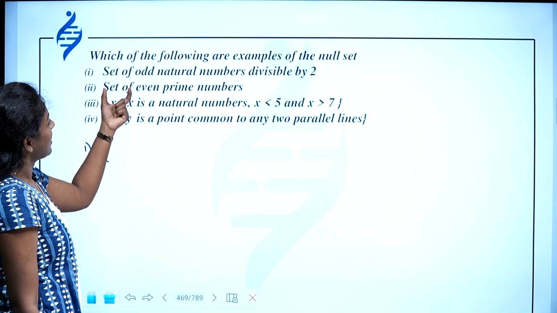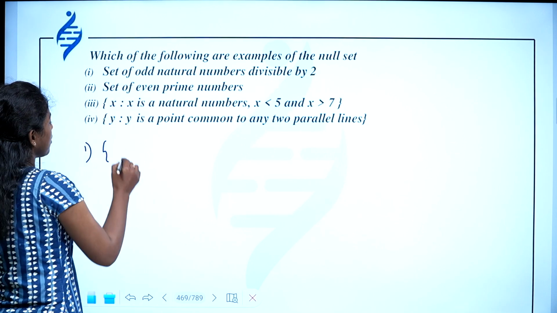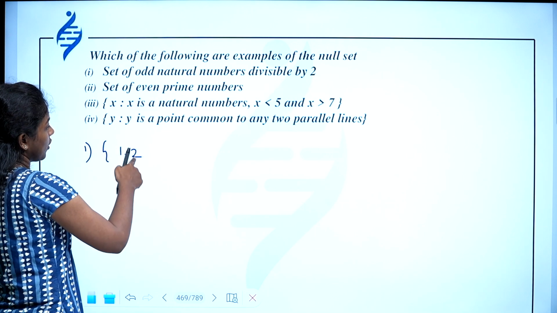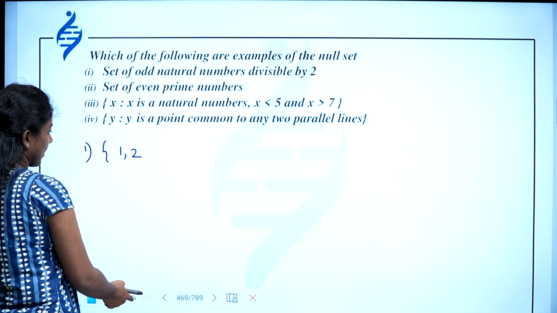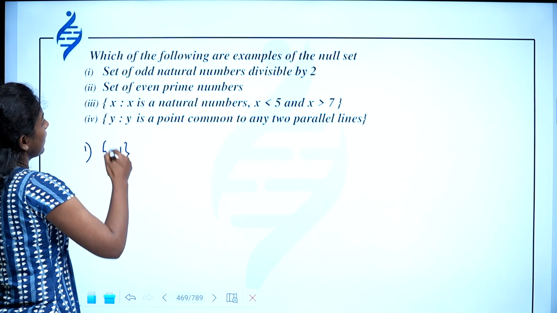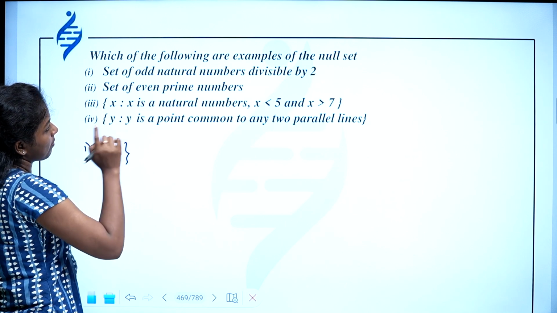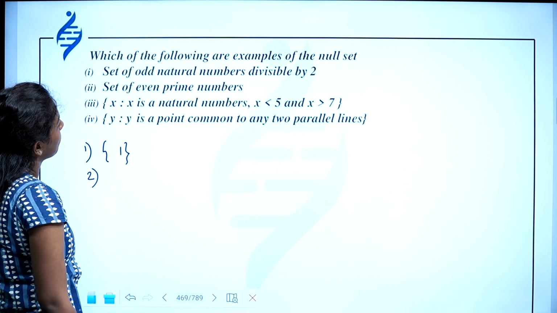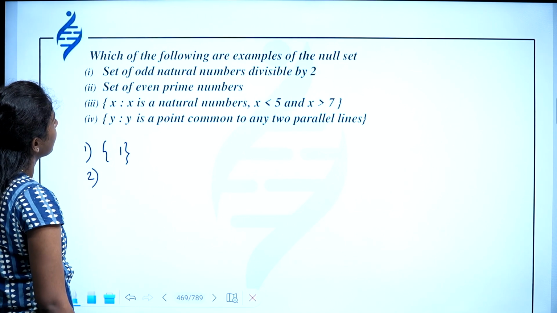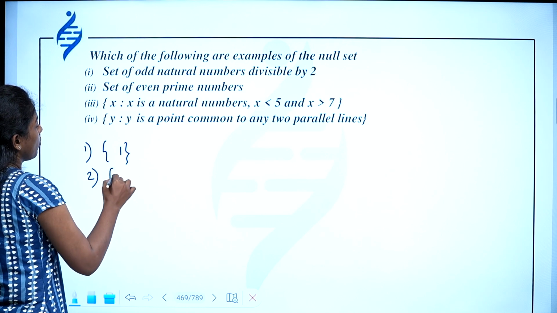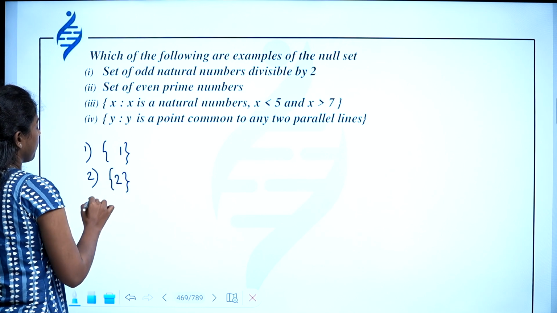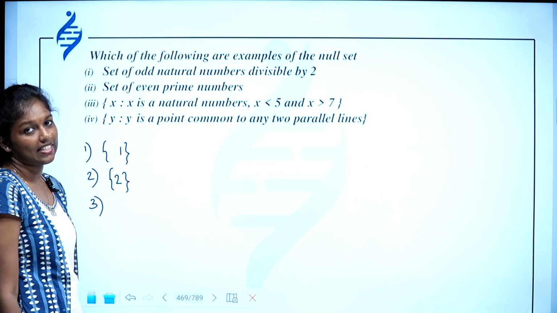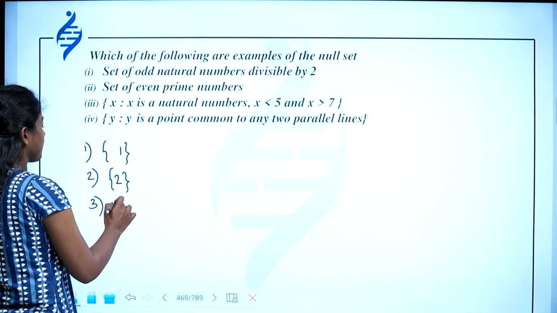Okay. Then set of odd natural numbers divisible by 2 means 1 is there and 2 is there. But 2 is not odd, 2 is even. So there is only 1. So that is the only odd natural number divisible by 2. Then set of even prime numbers. So the only even prime number is 2. Then x is a natural number, x less than 5 and x greater than 7. That's not possible. So we can say this is the null set.